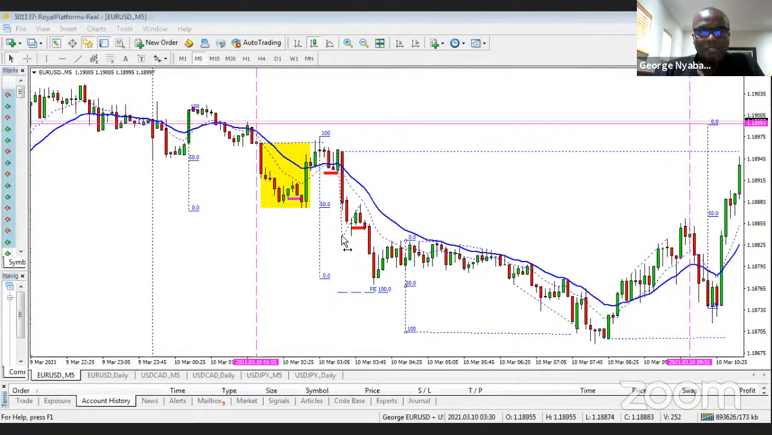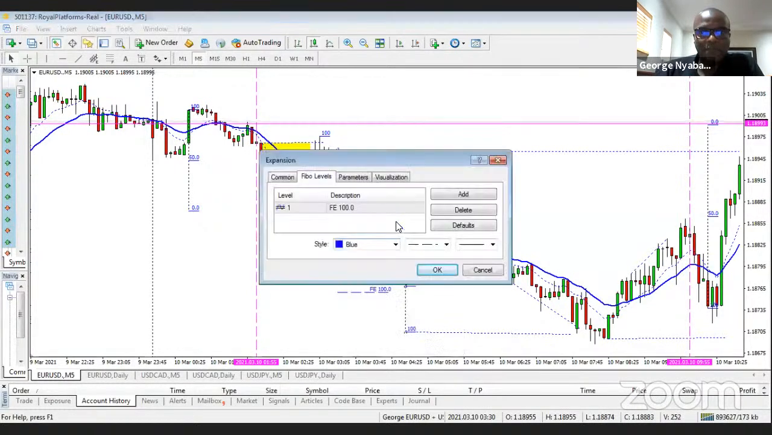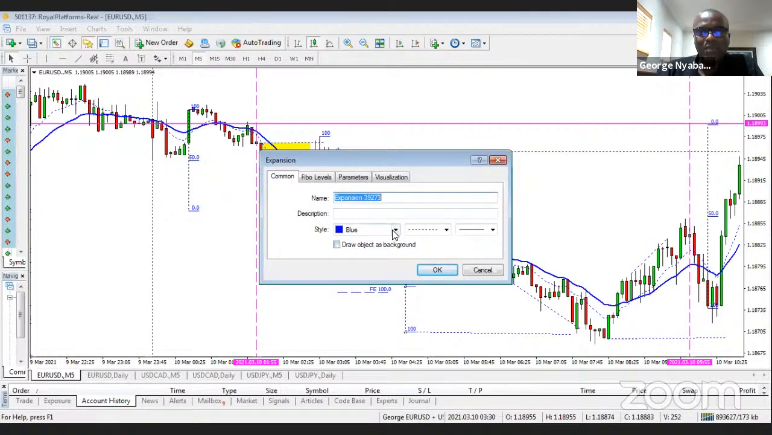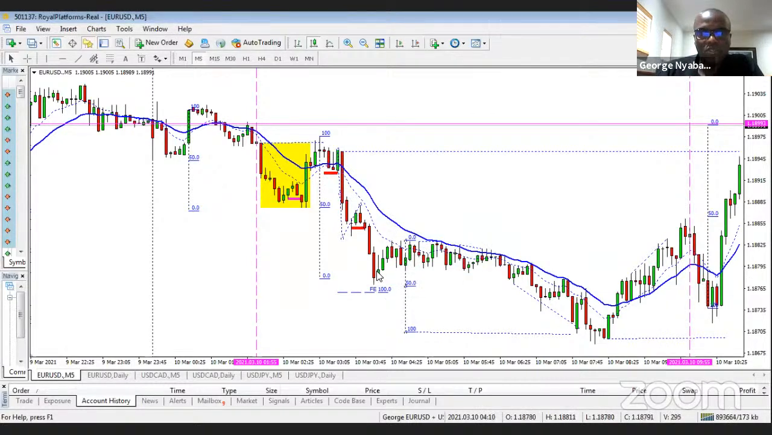Now, let me just show you the properties I have on this Fibonacci expansion. Everything else is deleted. Just level 1, Fibonacci expansion 100.0. That's all that I use. Then you can decide whatever color you want. Visualization on all time frames. Always remove the ray because you don't want this thing shooting over. So now you can see exactly leg 1, pullback, leg 2 profit taking, which is also the same level as the measured move.